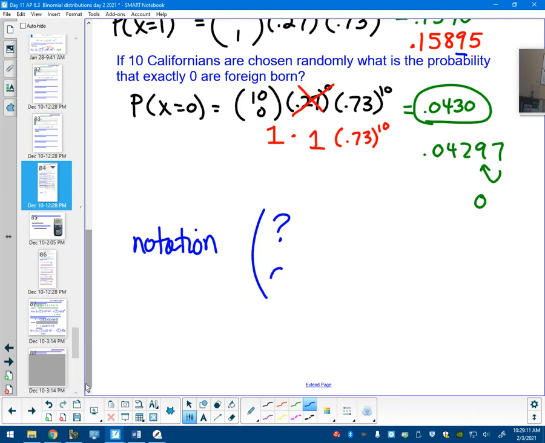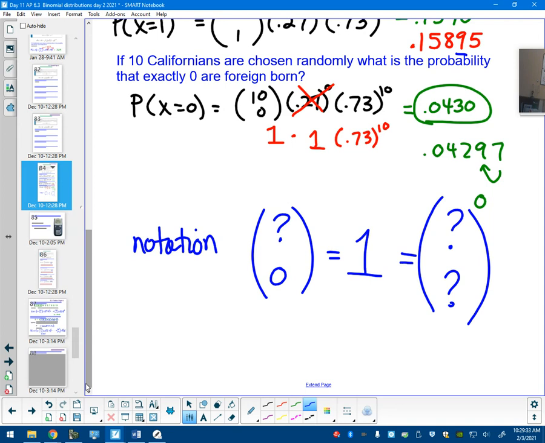Anything to the 0 power, or anything choose 0, is 1. If I have 3 coffee cups on my desk, how can I walk up to 3 coffee cups and not choose any of them? One way, I just walk away. Also, if this number matches the bottom number, that also equals 1, because that's the end of Pascal's triangle, for those of you who have had that. If I walk up to 3 coffee cups and I want to choose 3 of them, there's only one way to do it. I pick them all up and I walk away.